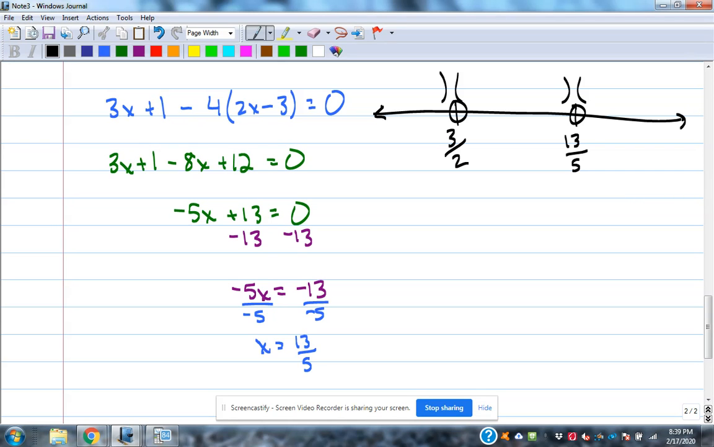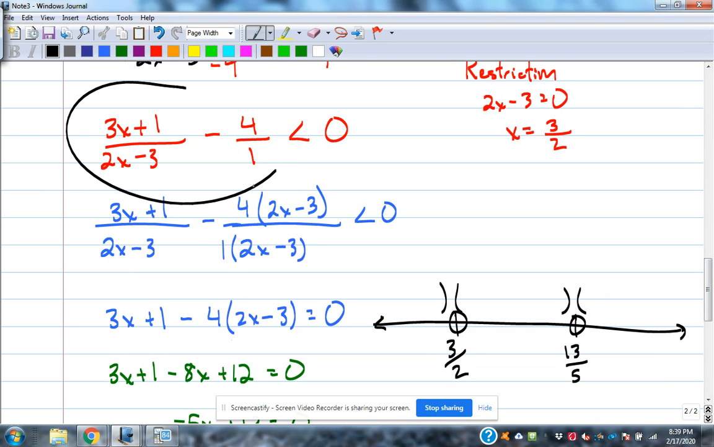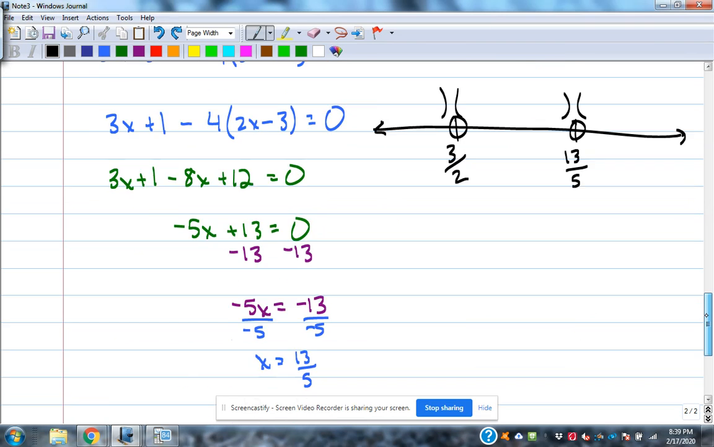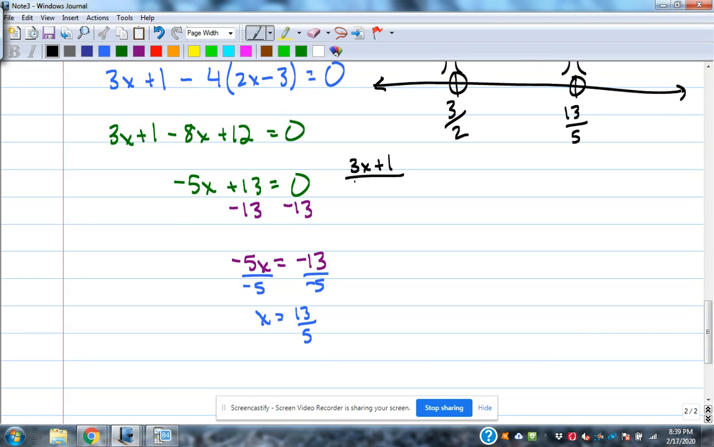Okay. So I need to test a number from each of those intervals. In my inequality that I've got right here, this is the inequality I'm going to test in. So 3x plus 1 over 2x minus 3 minus 4. We'll test that comparing it to 0. So 3/2 is how much? I need a number that's less than 1.5 that'd be easy to plug in. 0 would be the easiest one, I think. You could use 1 if you wanted to. It's not much different, but I think 0 is going to make things a lot easier. So I'm going to test 0.